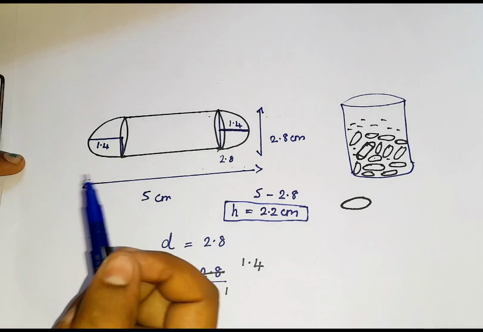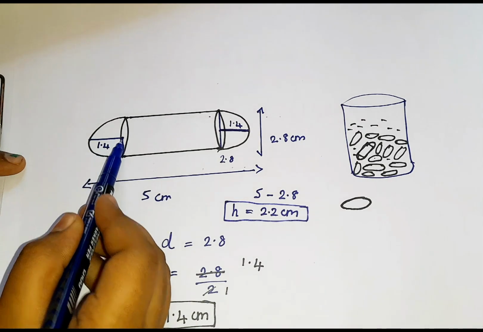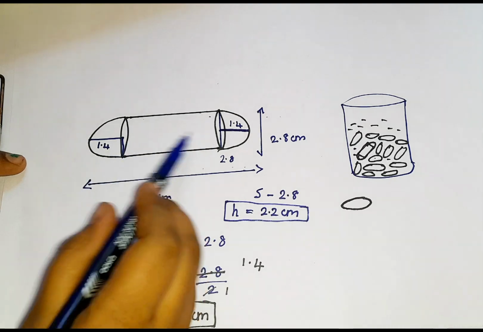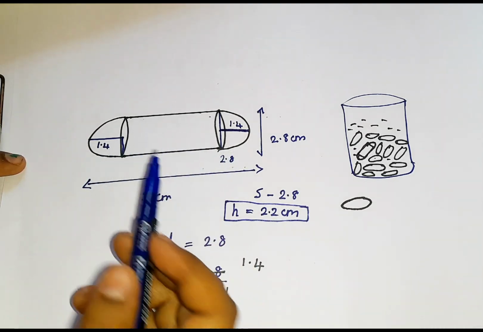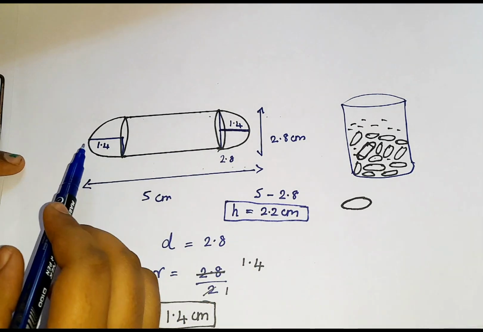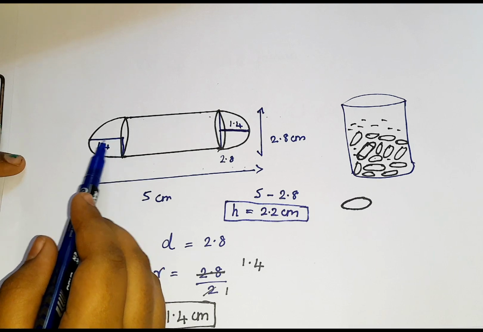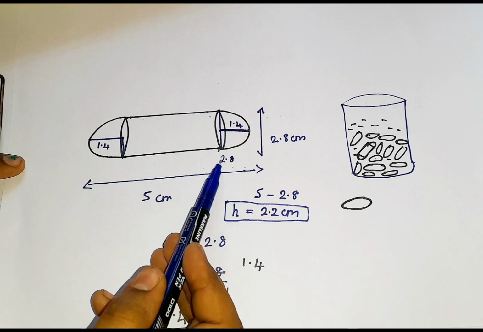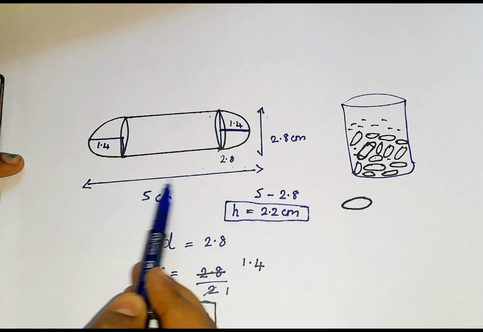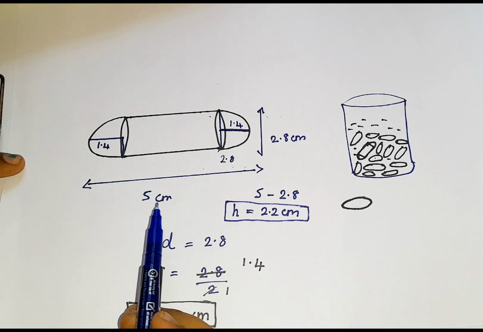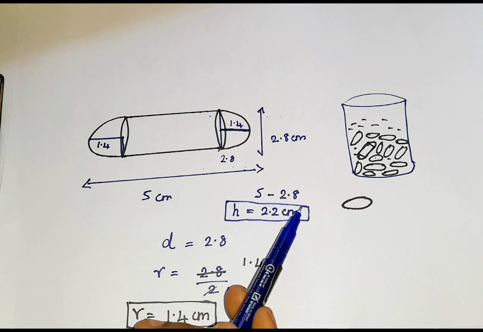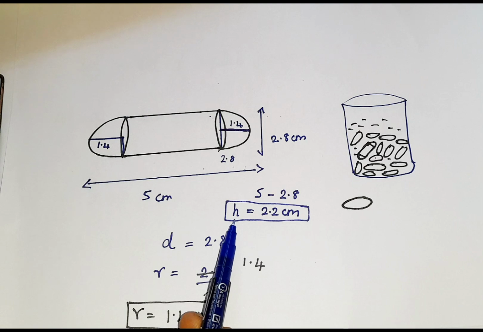Okay, so since you guys know, we are supposed to draw a line here to find the height of the cylinder. We are supposed to draw it like this. Why did I draw the line? Because to find the height of the cylinder. So 1.4 plus 1.4 is 2.8. The complete length of the figure is 5 centimeter. So when I subtract 5 minus 2.8, I get 2.2. So that is the height of the cylinder.